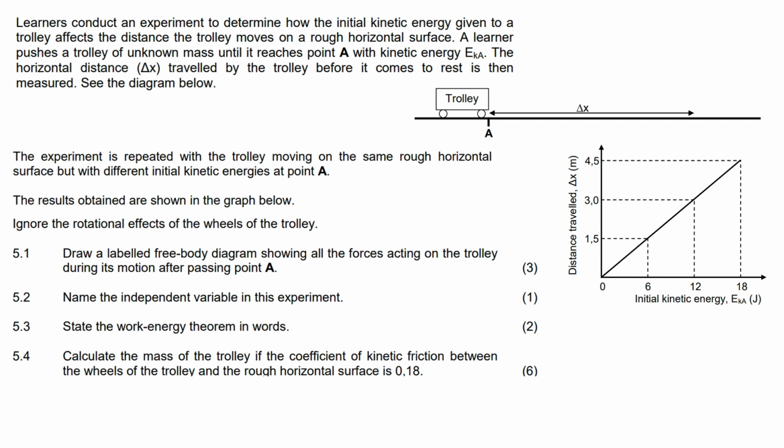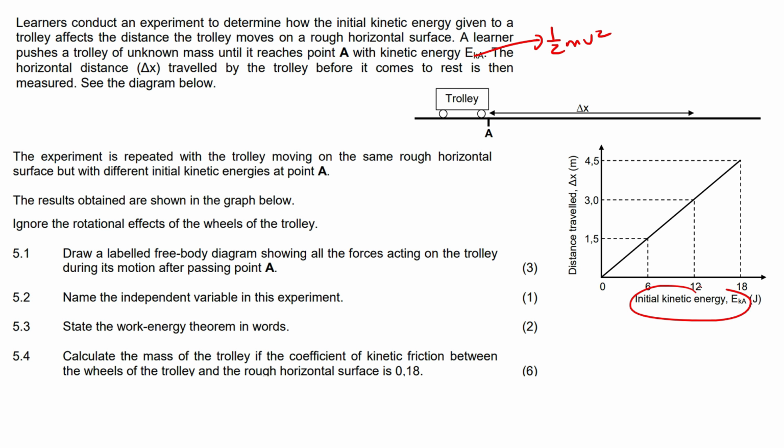Learners conduct an experiment to determine how the initial kinetic energy given to a trolley affects the distance that the trolley moves on a rough horizontal surface. A learner pushes a trolley of unknown mass until it reaches point A with kinetic energy at A. The horizontal distance is then measured. Okay, so pretty much kinetic energy is just a half mv squared. So it's pretty much just relating to the velocity. So obviously, the larger the velocity over here, the longer the distance will be. That's all that they're actually showing, okay?